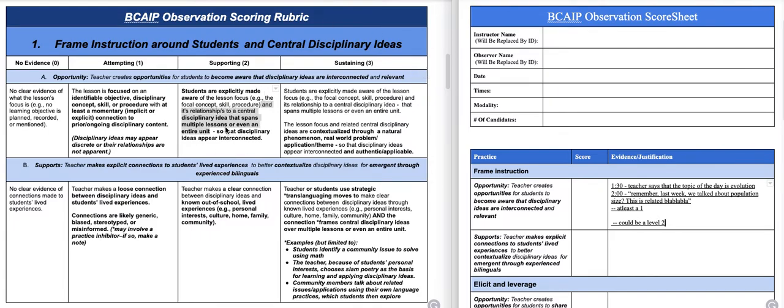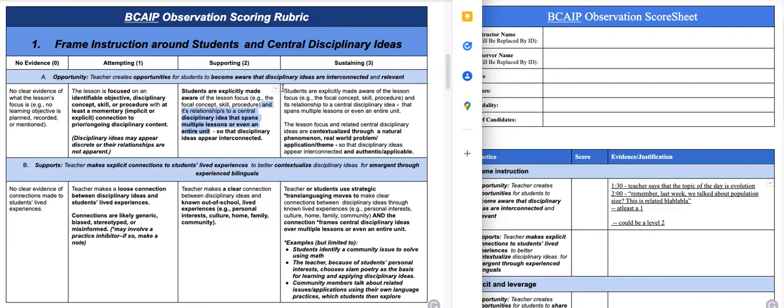And then if you have seen these things, then you might start looking to see if they might get to a level 3. So here, this first part, we have students being made aware of the lesson topic and its relationships. So that's kind of a level 2. And then we're adding the lesson focus and related central disciplinary ideas are contextualized through natural phenomenon, real world problem, application, or theme.